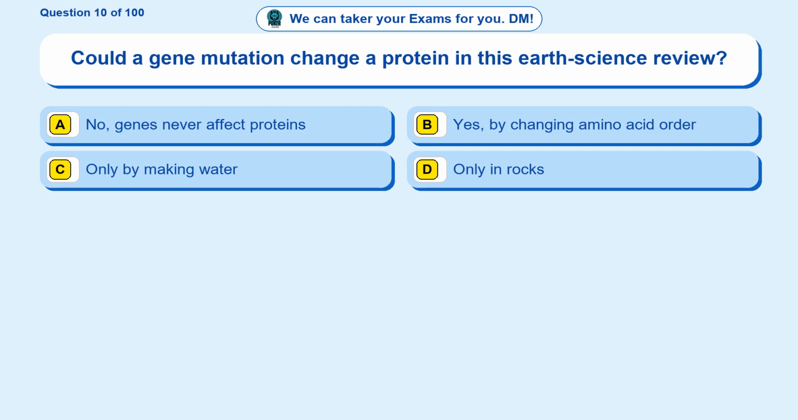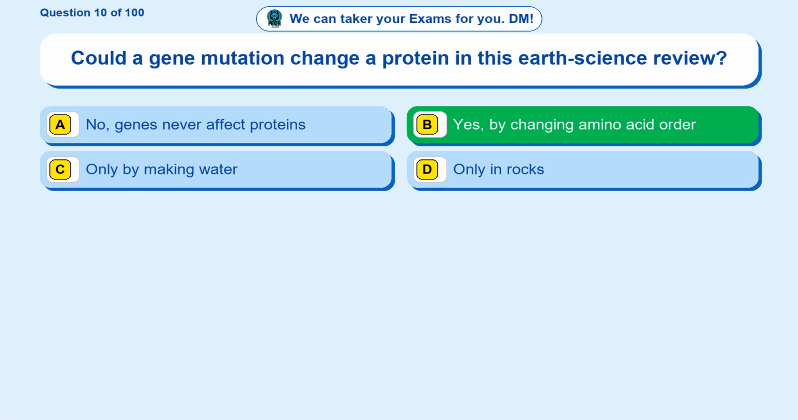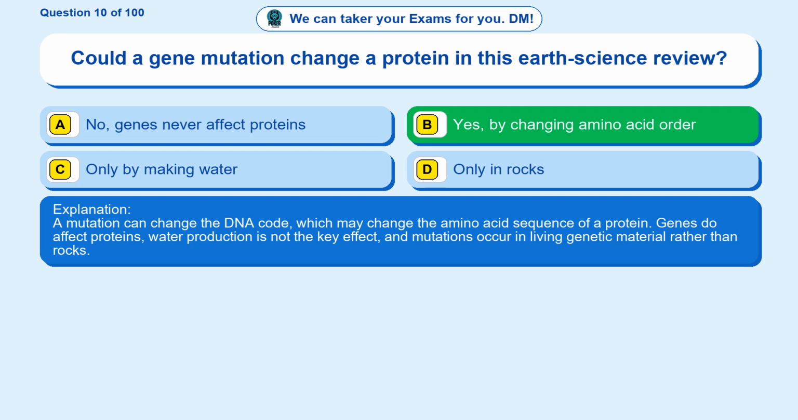Question 10. Could a gene mutation change a protein in this Earth Science Review? Option A. No, genes never affect proteins. Option B. Yes, by changing amino acid order. Option C. Only by making water. Option D. Only in rocks. The correct answer is option B. Yes, by changing amino acid order. A mutation can change the DNA code, which may change the amino acid sequence of a protein. Genes do affect proteins, water production is not the key effect, and mutations occur in living genetic material rather than rocks.